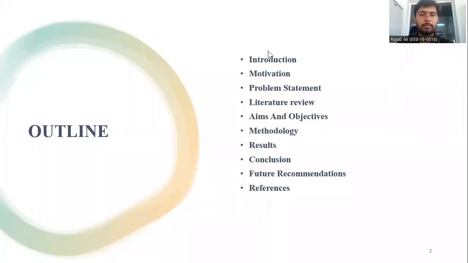This is the outline of our presentation. We will introduce our project, motivation of our project, problem statement, literature review, aims and objective, methodology, results, conclusion, future recommendations, and references.